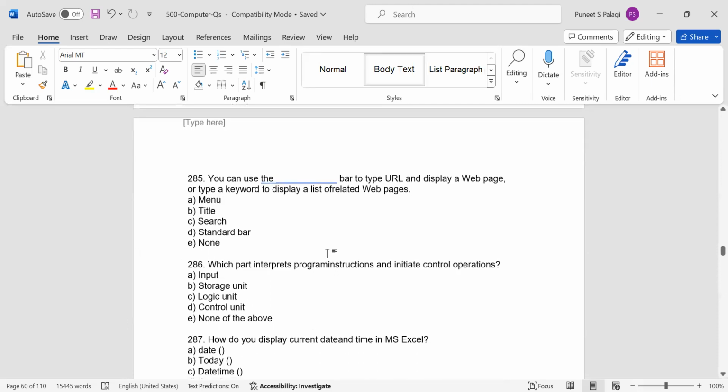You can use the dash bar to type a URL and display a web page, or type a keyword to display a list of related web pages. Is it menu, title, search, standard bar? None. Here, none of the answers are true.